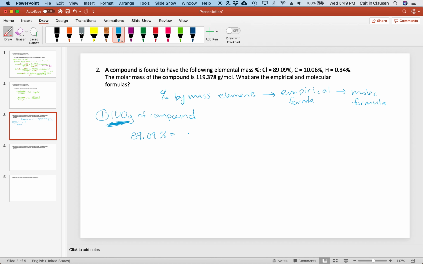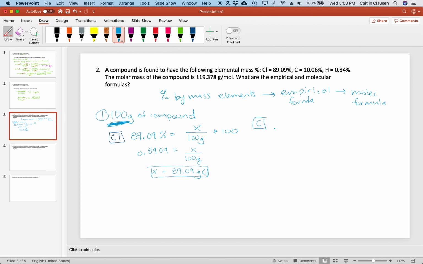So it'd be this percent is equal to some number over 100 grams of the compound that we're assuming times 100, and we're solving for x. If I divide by 100 on both sides, that takes away the percent. How many grams out of 100 gives me this decimal? Well, I multiply by 100 on both sides, and that's gonna give me 89.09 grams. This is grams of Cl.